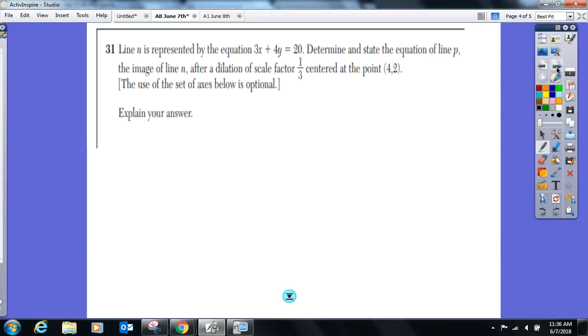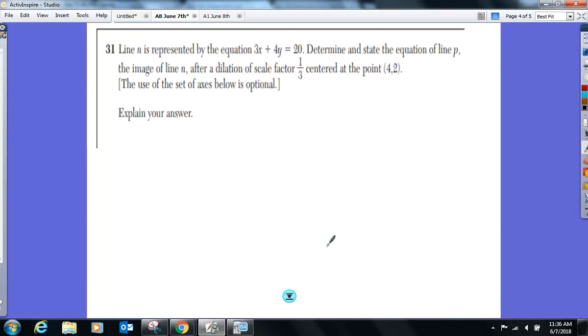All right, 2 scenarios right now for you. Ready? I dilated around the origin. I know that's not the case here, but let's just pretend I dilated around the origin. My scale factor is still 1/3. How do I find the new y-intercept? Multiply the old y-intercept by 1/3, if it was centered around the origin. That's how: keep the slope the same, multiply the old y-intercept by 1/3.